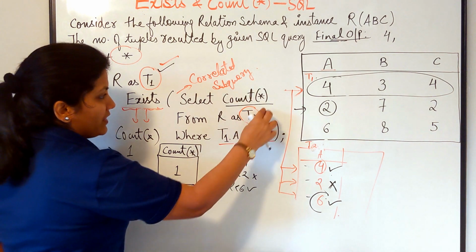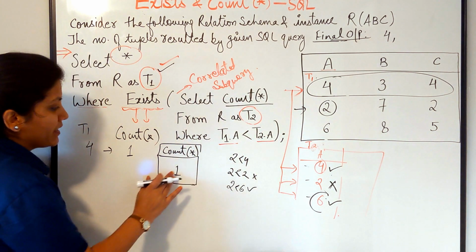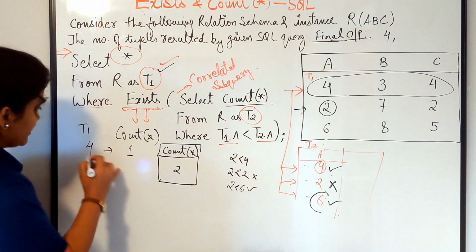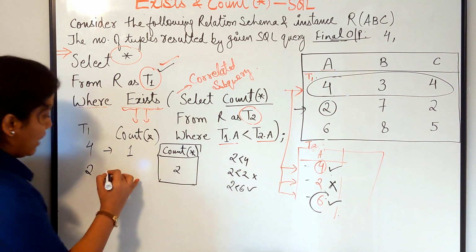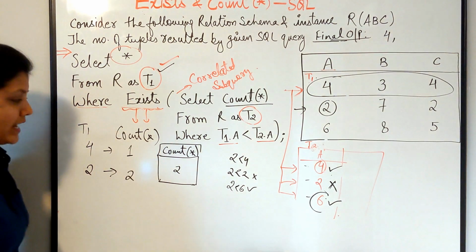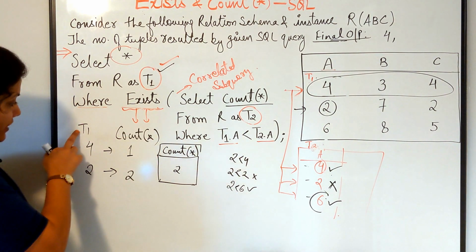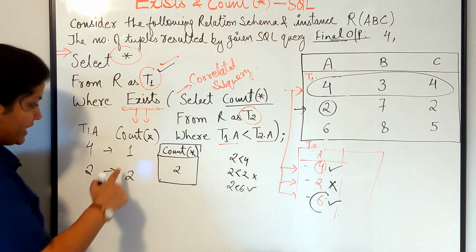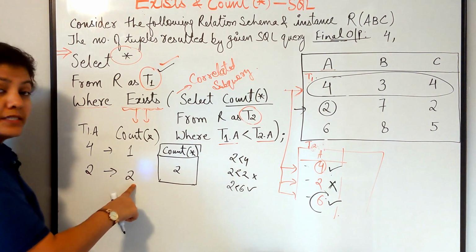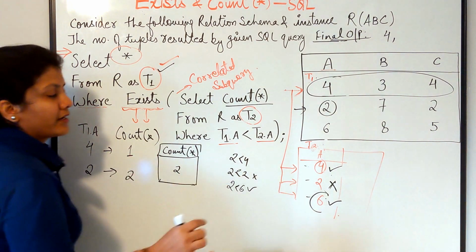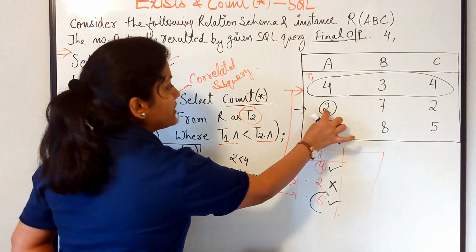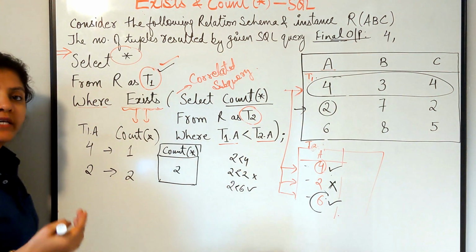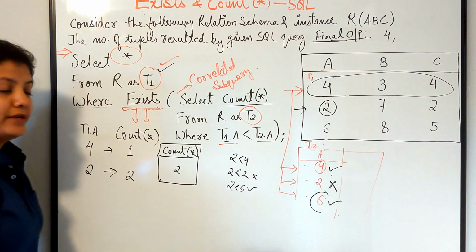So the 2 tuples will come out and the count star finally will become 2. So for T1 the count star value is 2. I'm just updating it. When the value of T1.A is 4, the count star coming from the subquery was 1 here, for 2 it is 2 here. Because you all can see that 2 is less than this and 2 is less than this, so definitely count star should give 2 values.